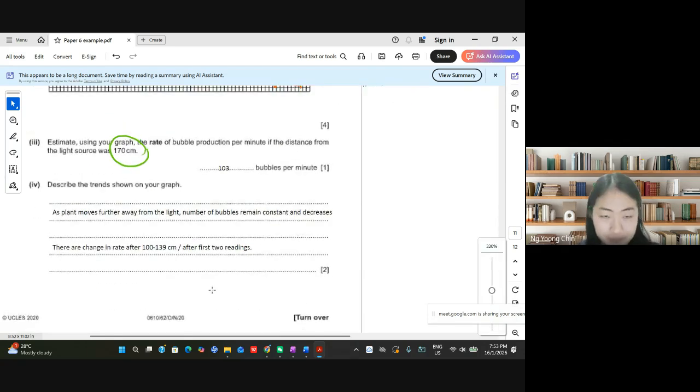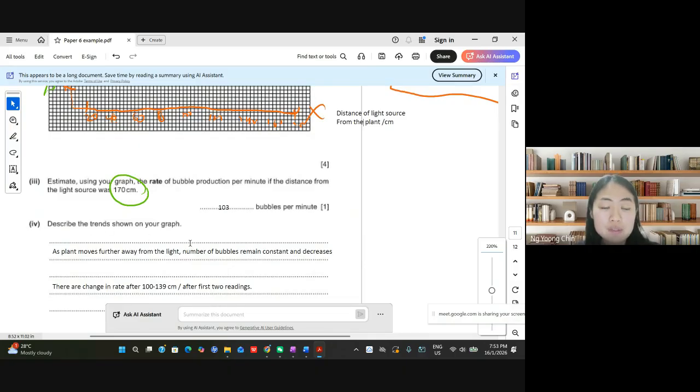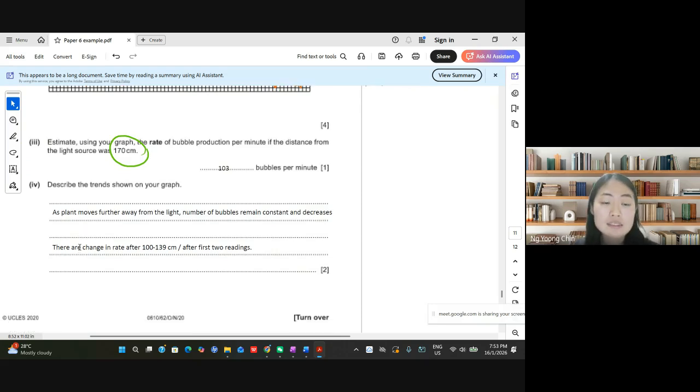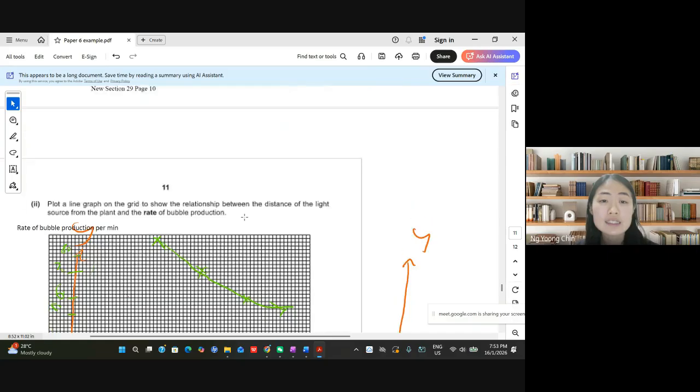And then this one, the trend shown in the graph. As the plant moves further away from the light, the number of bubbles remains constant and then decreases. This is something like in Paper 4, there's a question that asks you to describe and explain. When you describe, you need to describe the trend of the graph, whether it is increasing, decreasing or plateau. So initially it remains constant, but later it will decrease, which is here.